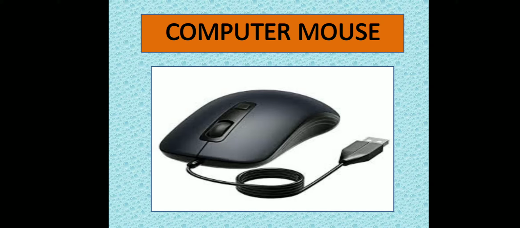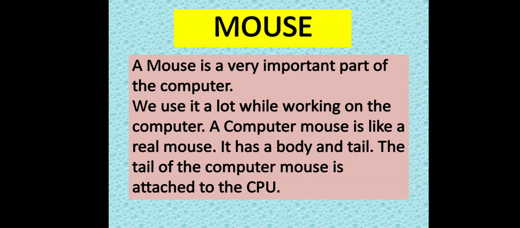Today we are going to learn about computer mouse. Let us first know what is mouse. A mouse is a very important part of computer. We use it a lot while working on computer. A computer mouse is like a real mouse. It has a body and tail. The tail of the computer mouse is attached to the CPU.